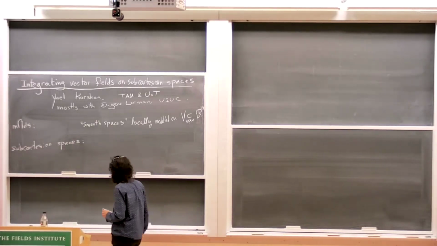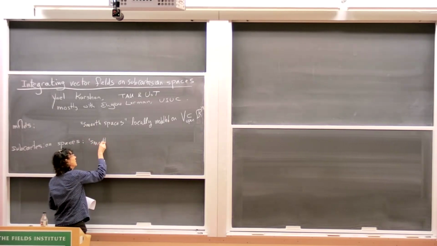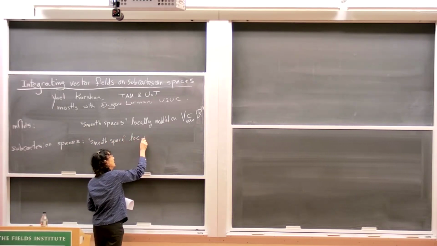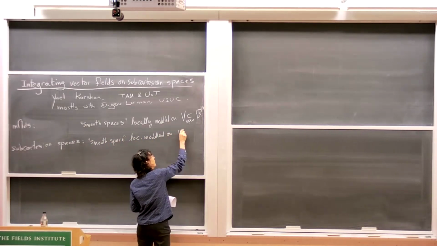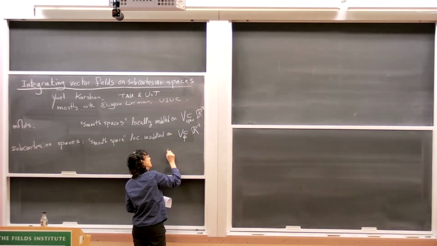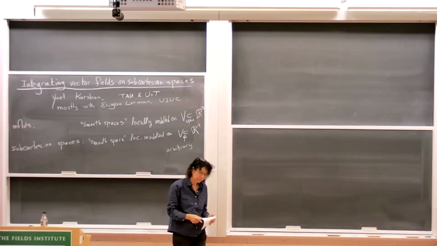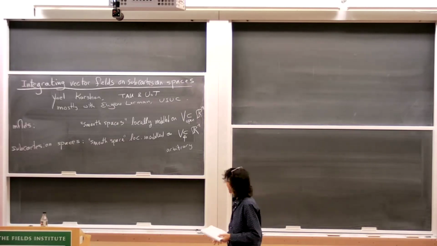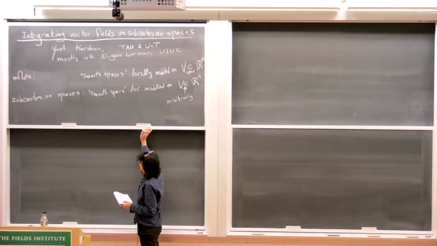And we can describe subcartesian spaces as smooth spaces that are locally modeled on arbitrary subsets of R^n. So we know what the local models look like, but then what do we mean by smooth space? And this has more than one answer.